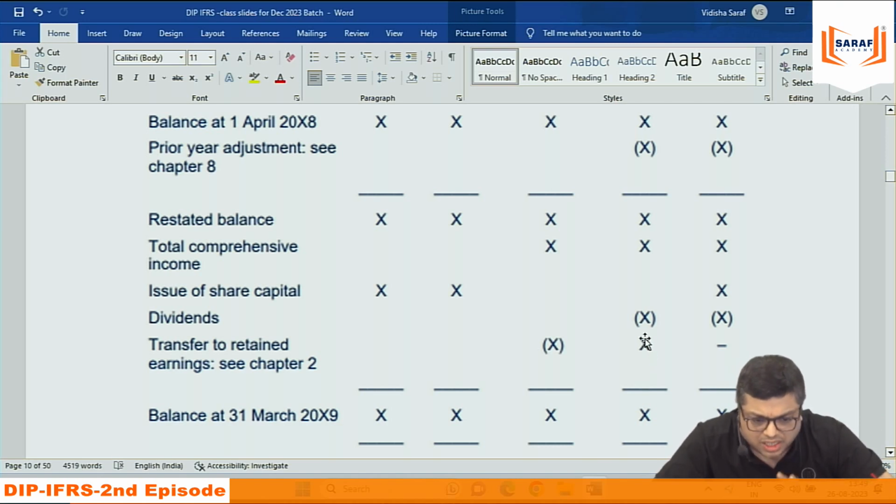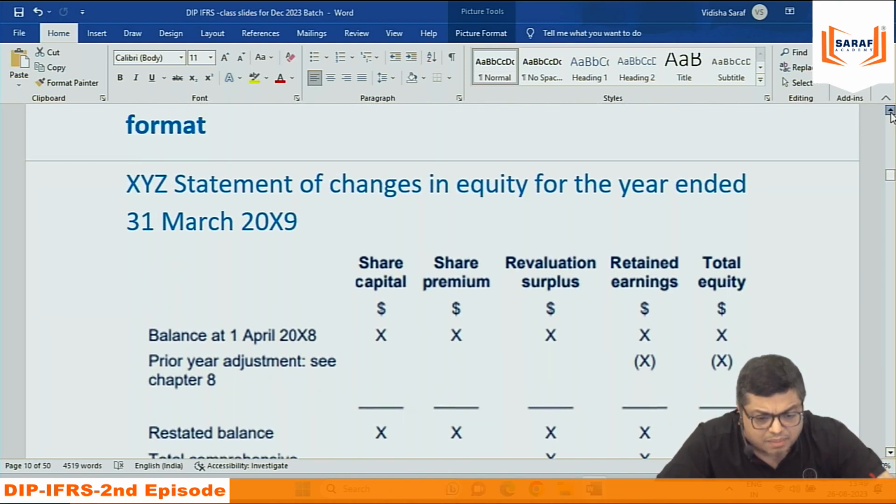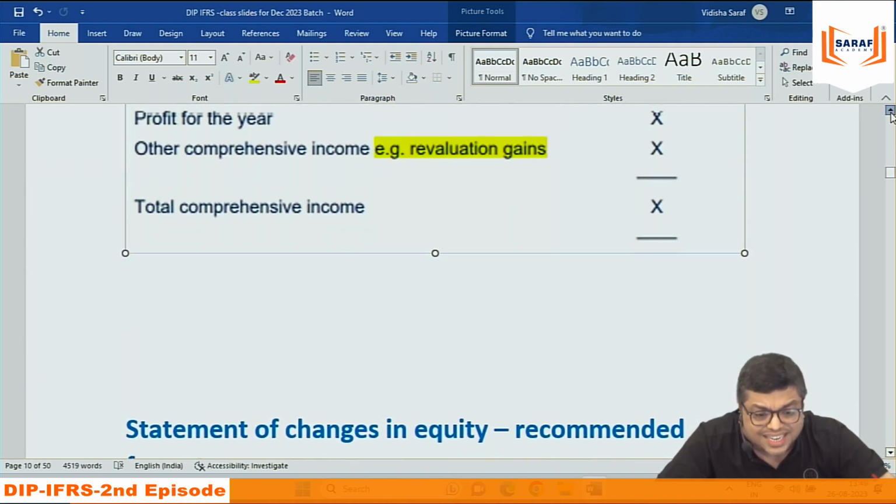Don't look at this. Just see this dividend. Suppose this is the figure: 50 lakh was the opening figure, 10 lakh was profit for the year, so 60, and there is a dividend payment of say 5 lakh. So this is 55 lakh.